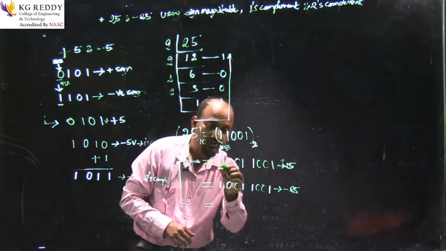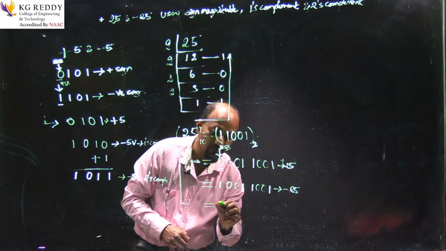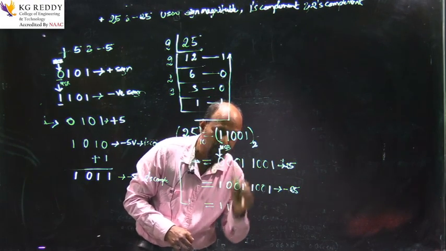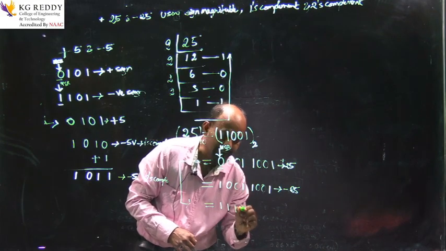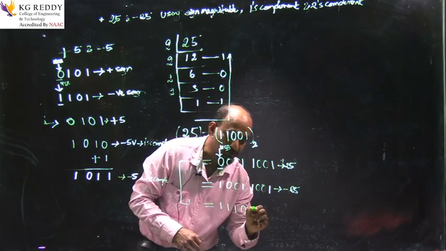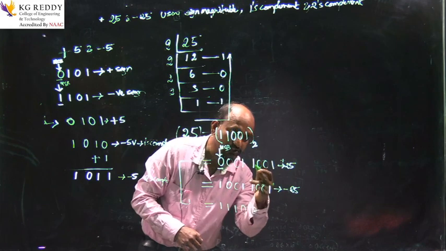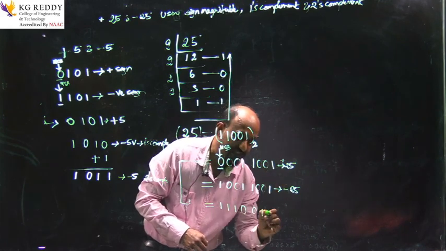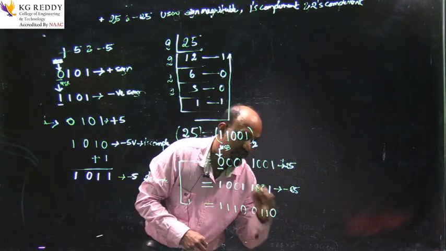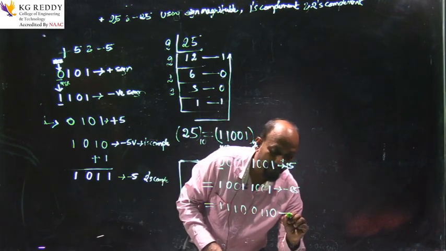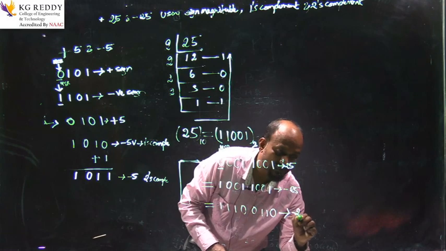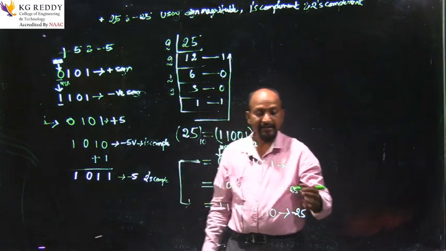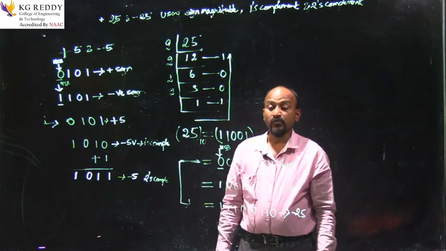It will go 0 changes to 1, again 0 changes to 1, 0 changes to 1, and 1 changes to 0, again 1 changes to 0, again 0 changes to 1, 0 changes to 1, 1 changes to 0. Okay, this is minus 25 using the ones complement.